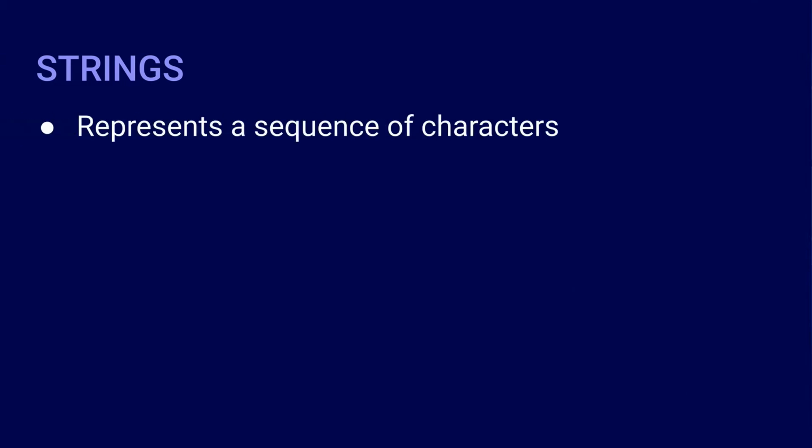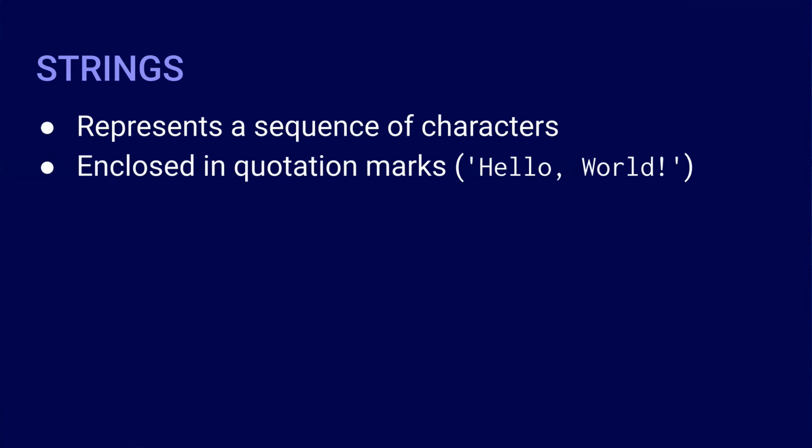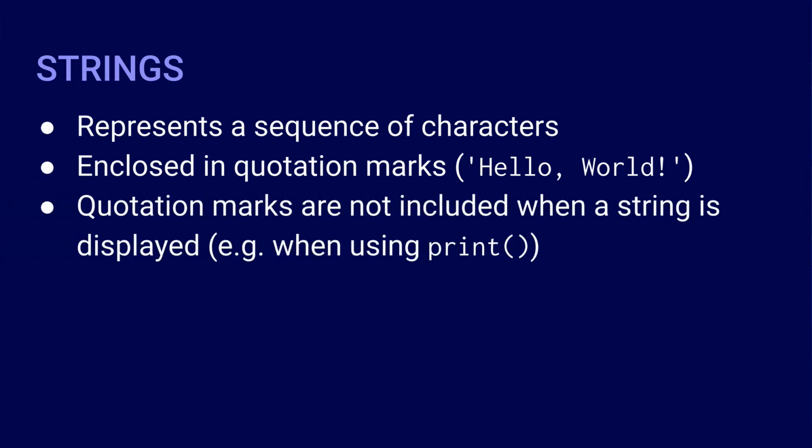The string data type represents a sequence of characters, and it is the data type that Python uses to handle textual data. Strings are enclosed in quotation marks. It begins with a quotation mark and ends with a quotation mark as well. But the quotation marks are actually not part of the text, in the sense that when you print it out or display it in a text field, for example, the quotation marks don't get displayed.